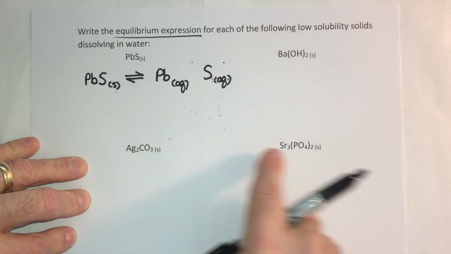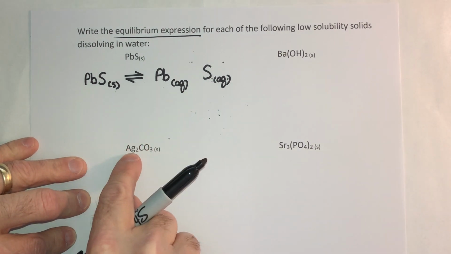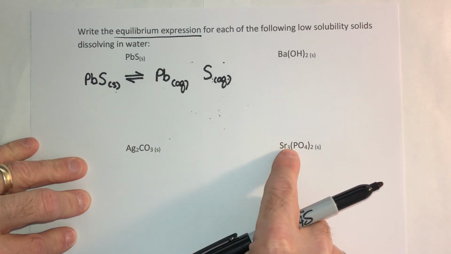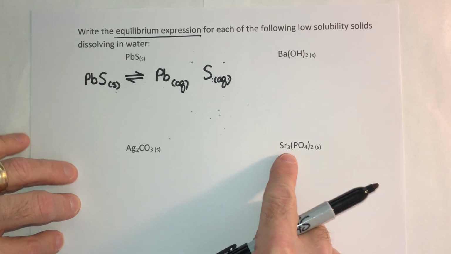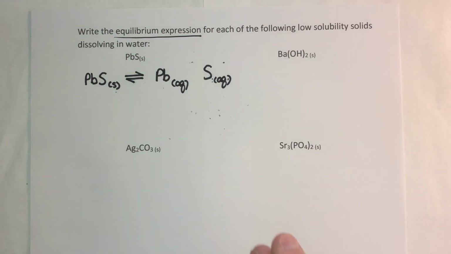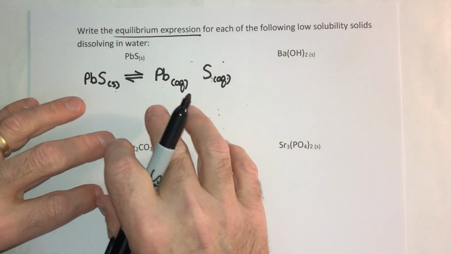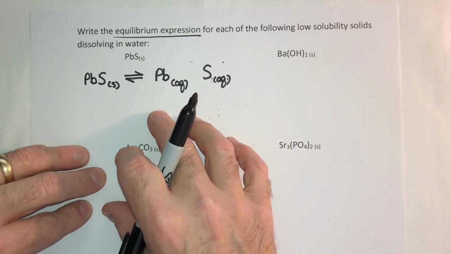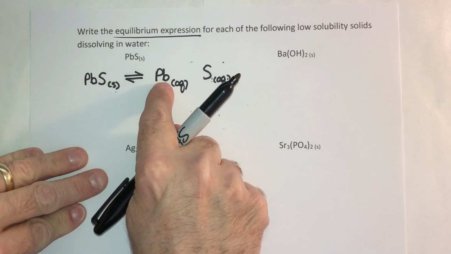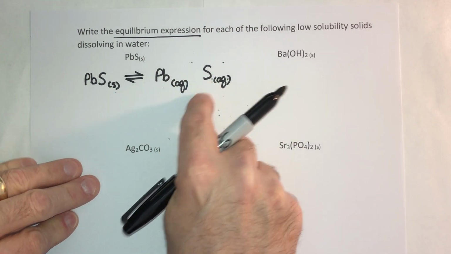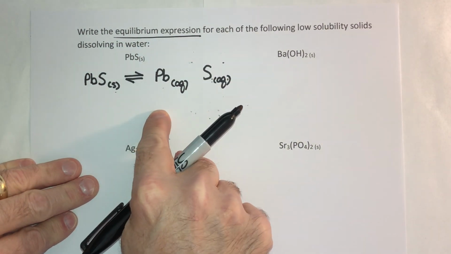When we get down to some of these later problems, you can see that this has 2 silvers, this has 3 strontiums, right? You're going to have more than one of things. So you have to make sure it's balanced. I did start us on purpose with a nicer example that went with 1 lead to 1 lead, 1 sulfur to 1 sulfur. This is already balanced.